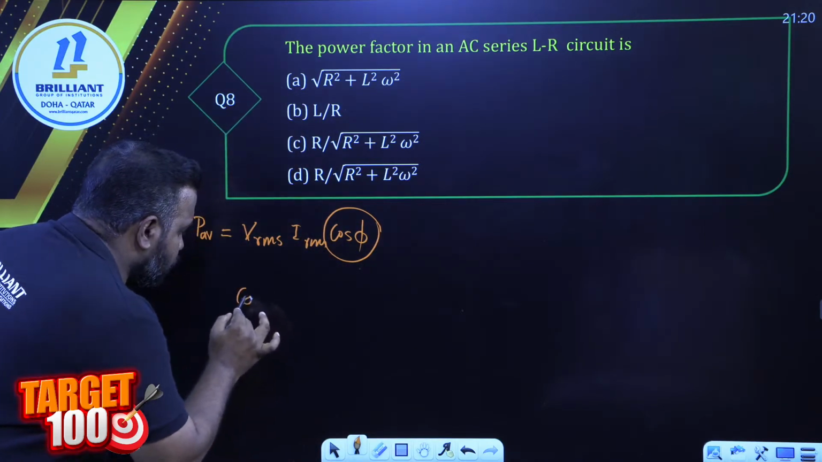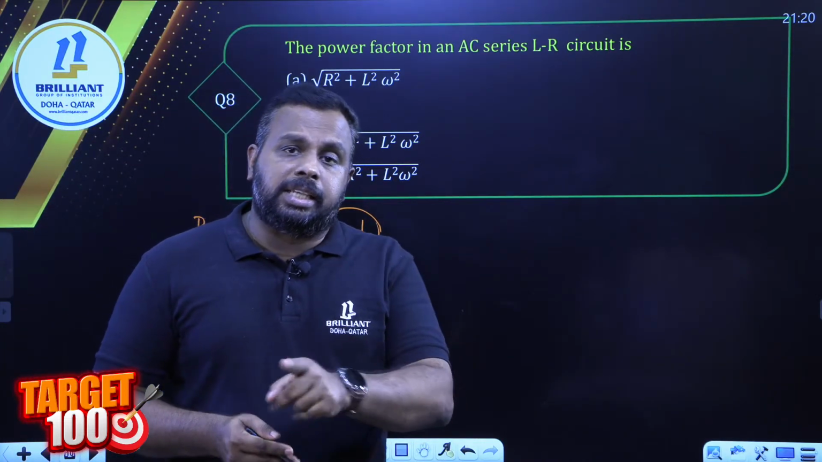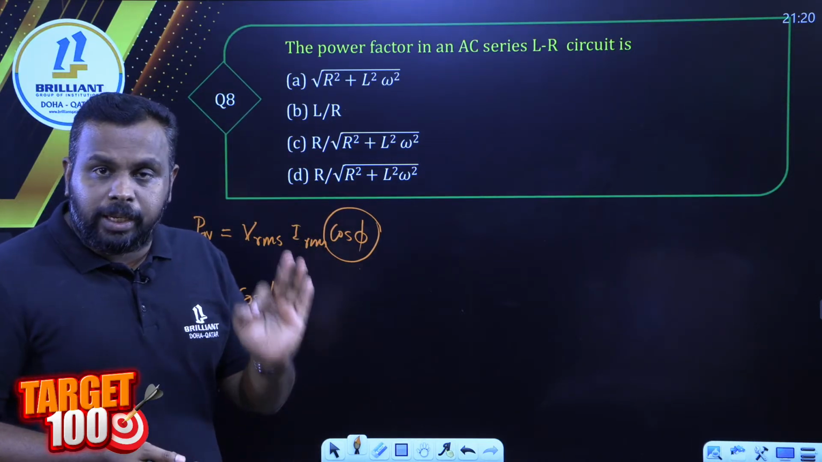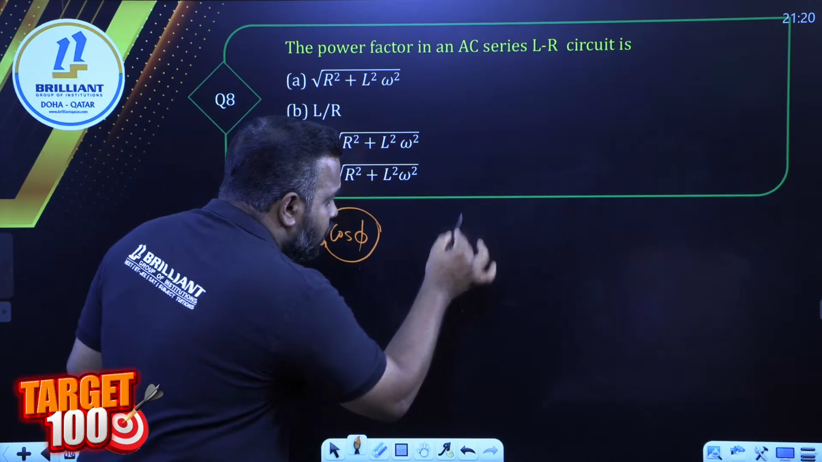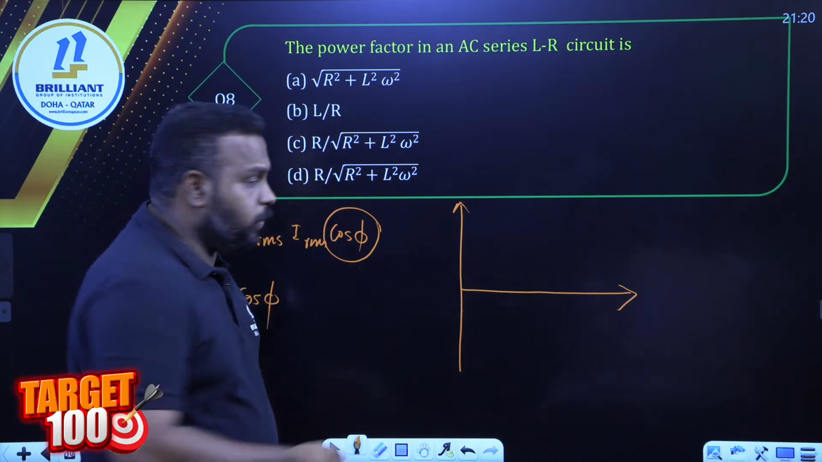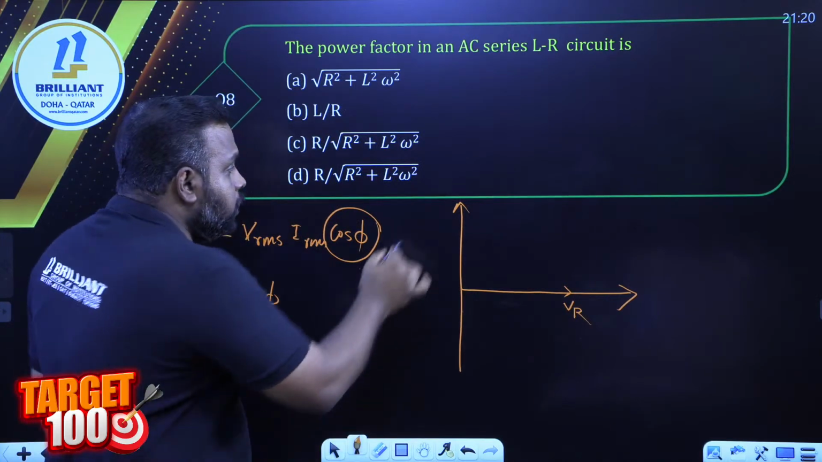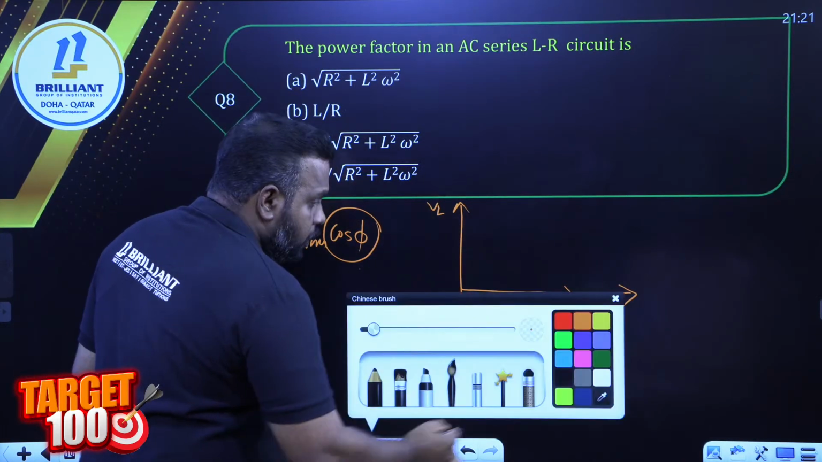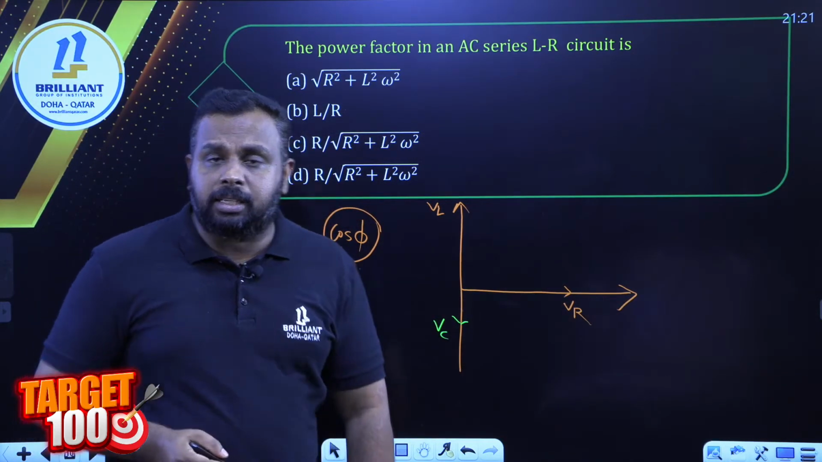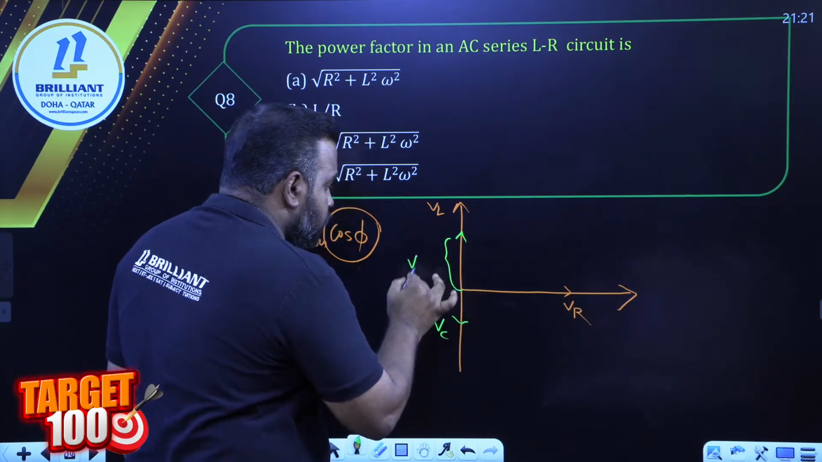How can you find power factor? One, if you know the value of phi, you can easily find cos phi. But there is another formula for finding power factor. Do you remember? Cos phi is equal to, in an AC circuit, let me draw the phasor diagram to make you understand. Let it be the phasor diagram of a series LCR circuit. This is V_R, voltage across resistor. This is V_L, voltage across inductor, and I am taking V_C here. Here we are assuming that V_L is greater than V_C, and we found the resultant voltage. This was V_L minus V_C.